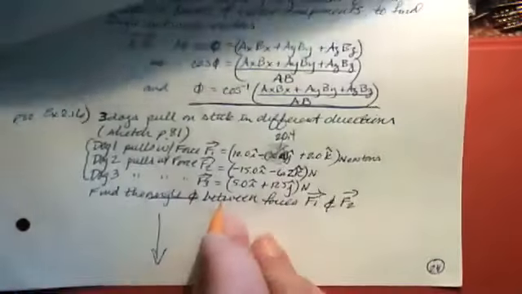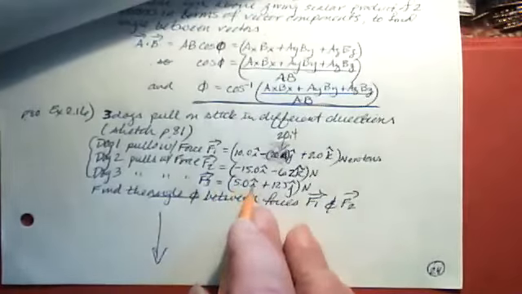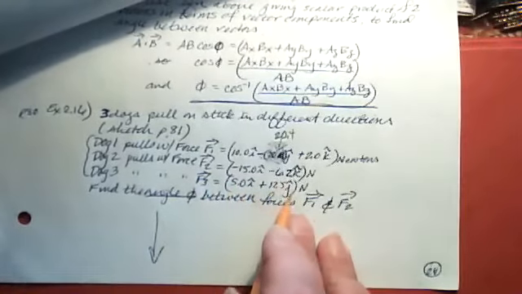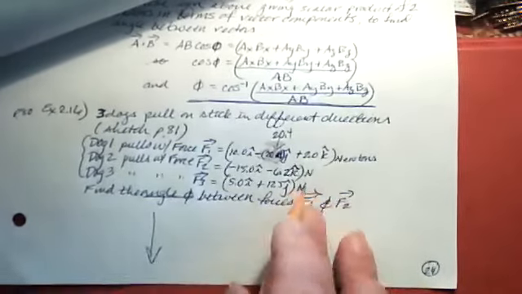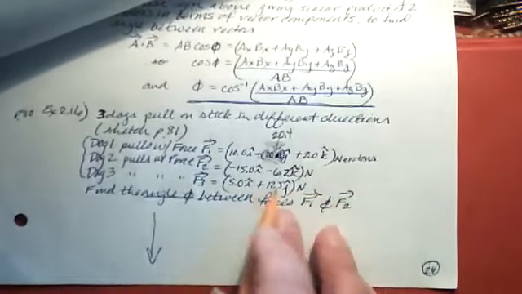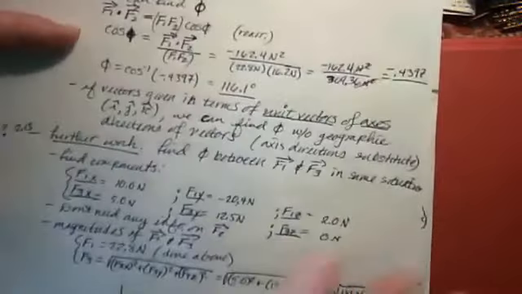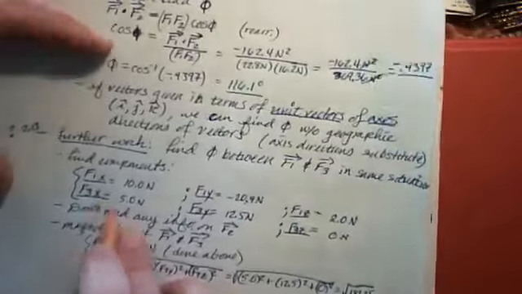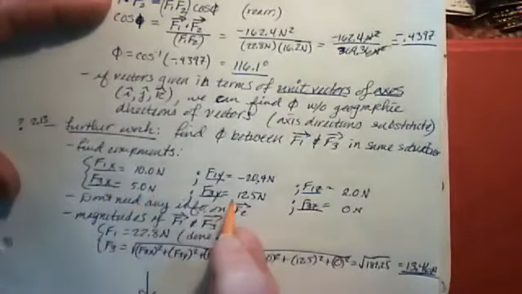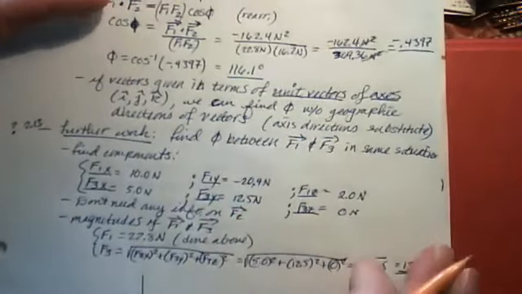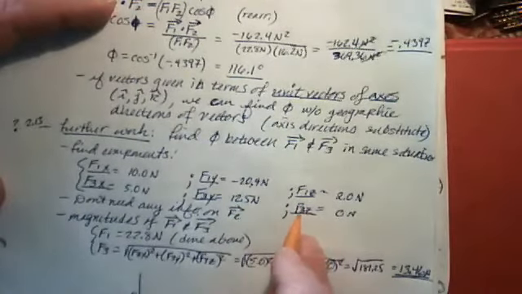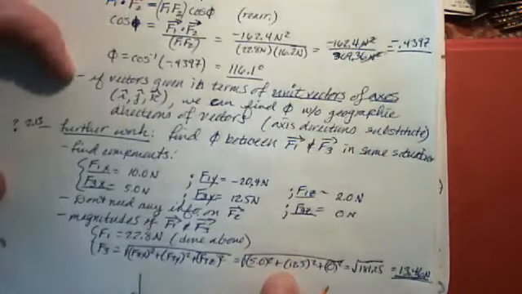For F3, the original equation said 5I plus 12.5J, and nothing said about K, which implies that the magnitude of K must be 0. And so the x component of F3 is 5 newtons. The y component of F3 is 12.5 newtons, and the z component of F3 is 0.